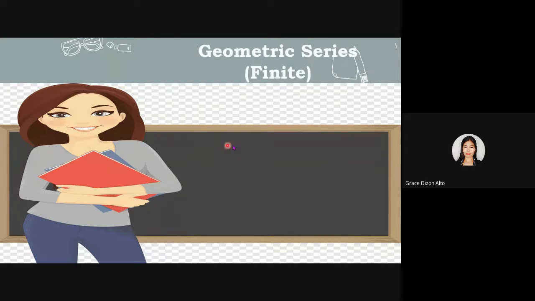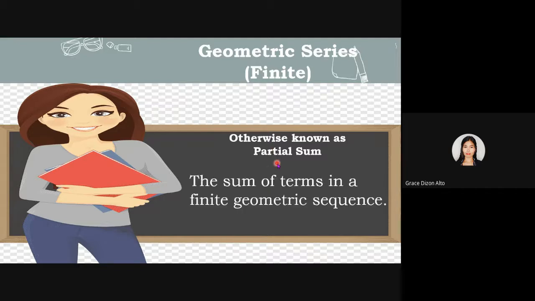So what is a geometric series? It is a finite series. So to find the sum of the geometric sequence, in which it is a finite sequence, it is otherwise known as the partial sum. So it is the sum of the terms in a finite geometric sequence.